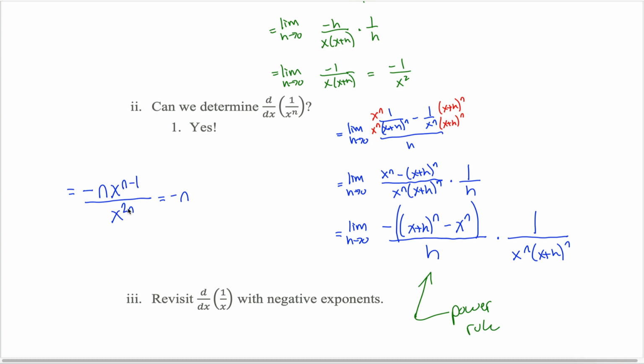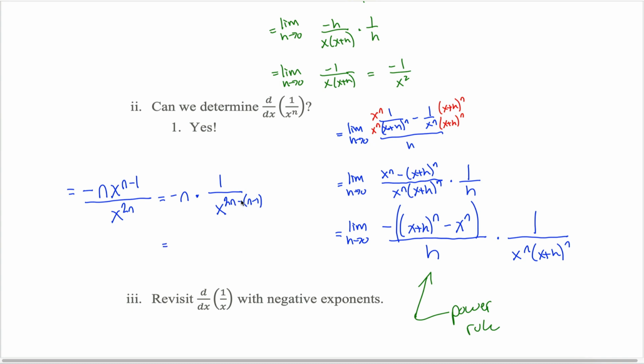N minus 1 of the 2n x's that I have down in the bottom will cancel with the n minus 1 x's that I have up top, and it'll leave me with the 2n that I started out with minus the n minus 1 that I canceled out with the n minus 1 up on the top. Ugh, that's still ugly. Can I simplify that?